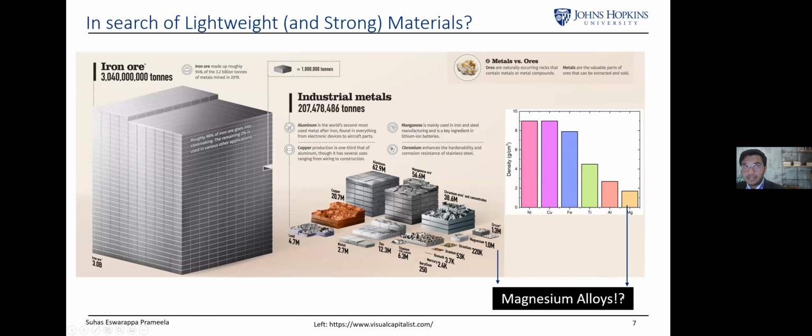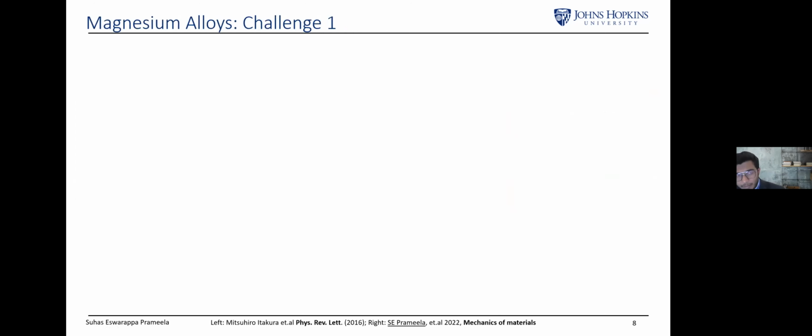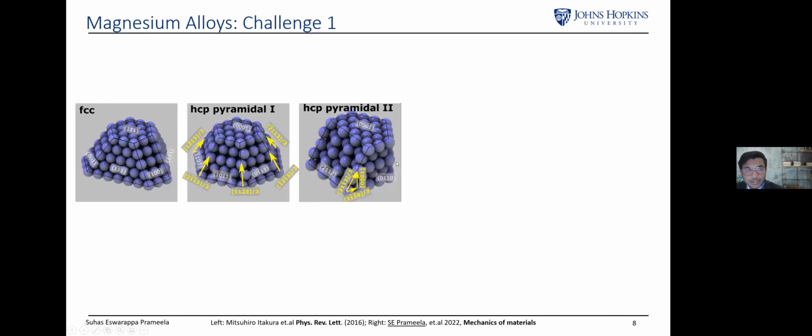But there's a question mark here. It's very well known that they are very lightweight, but can we make them strong? That's the whole question. So there are two big challenges, I would say, in trying to design magnesium alloys, especially for extreme dynamic environments. But even beyond, there are a lot of challenges that have not been solved in magnesium alloys.